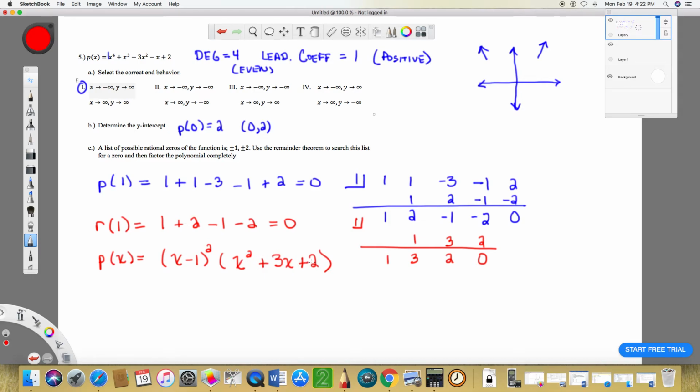Sometimes we'll have to use the quadratic formula, and even with the quadratic formula, sometimes there won't be any real solutions to that. But this time we can factor it. I can see it. This factors to x plus 1 times x plus 2.